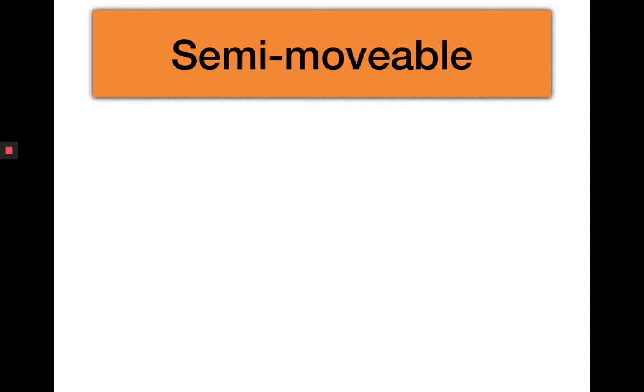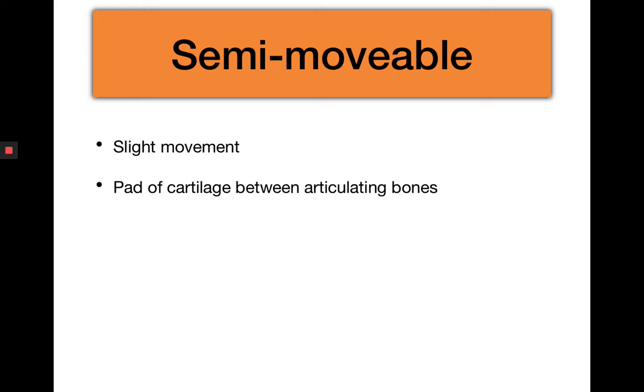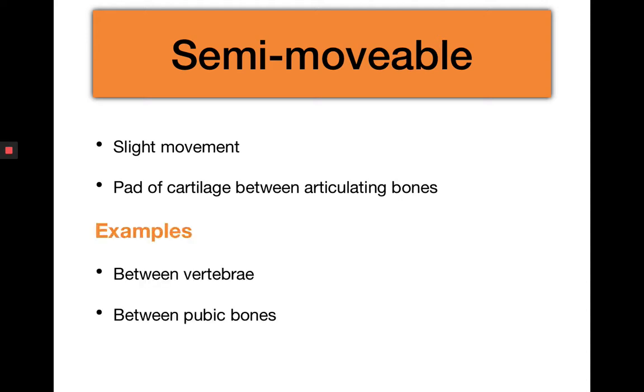We have semi-movable joints, so we can see these by a pad of cartilage. So this pad of cartilage stops the few bones from fusing together, so they remain semi-movable and not fixed. And an example of this would be between the vertebrae. We have these pads of cartilage between individual vertebrae. So there is slight movement in our vertebral column, but because each bone moves a small bit over the whole length of the vertebral column, we can get a good bit of movement.